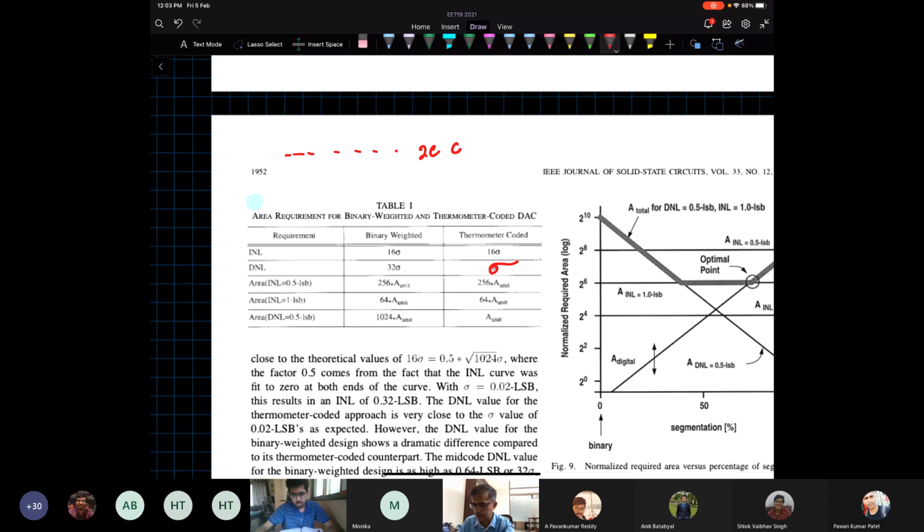I'm talking about this part. So C, 2C, what will be the last? 512C. For 10 bits, yeah. So 2 raised to 9 times C. 2 raised to 9 is what? 512, if I'm not wrong.